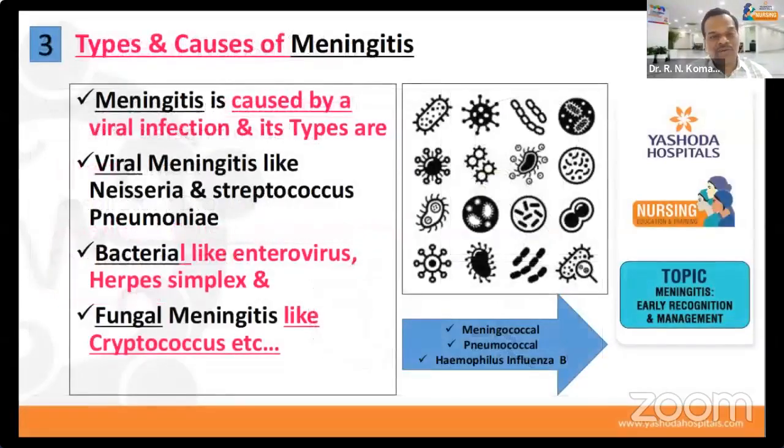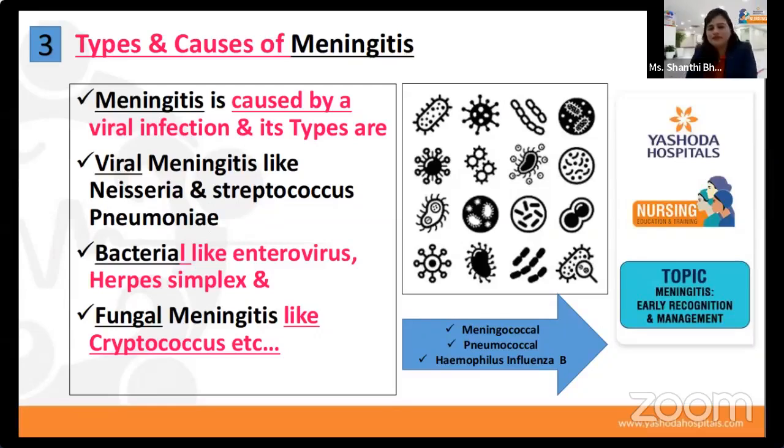One more thing I want to add: the most common organism for bacterial meningitis is Streptococcus pneumoniae, what we call pneumococcal meningitis. Is Streptococcus pneumoniae gram positive or gram negative? This is a gram positive organism, whereas E. coli is gram negative. E. coli is in neonates.